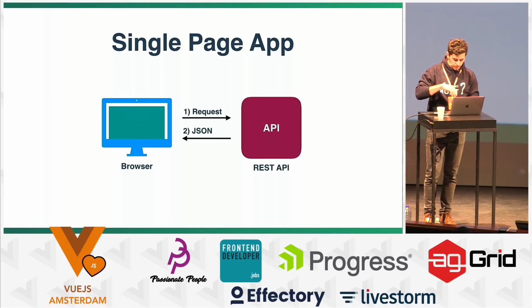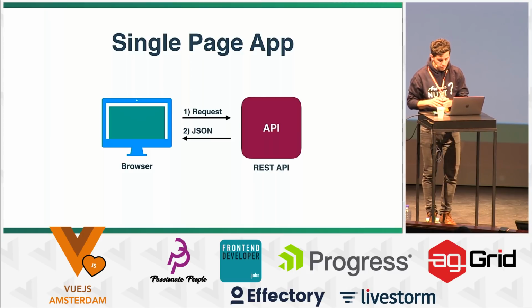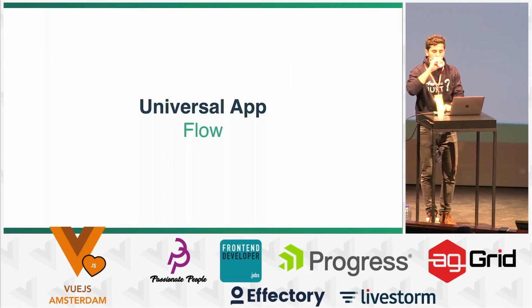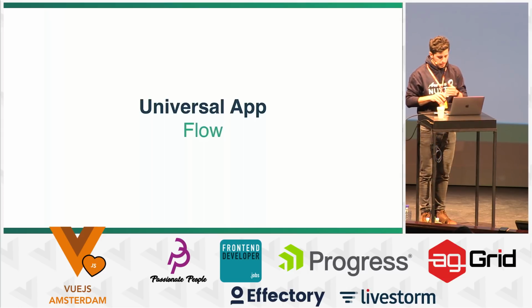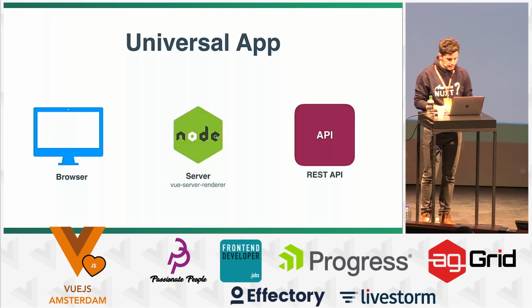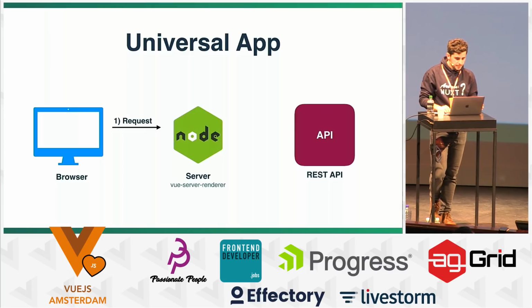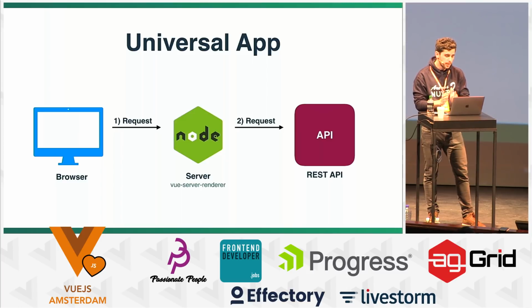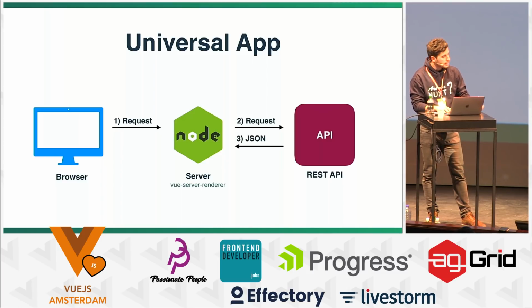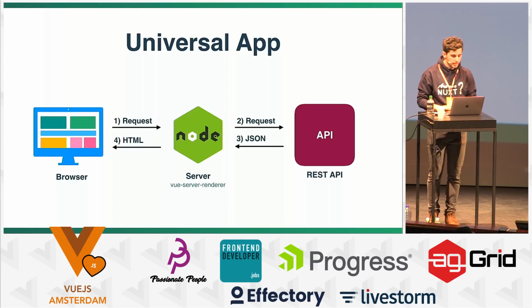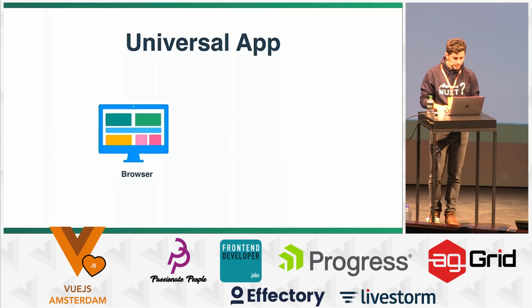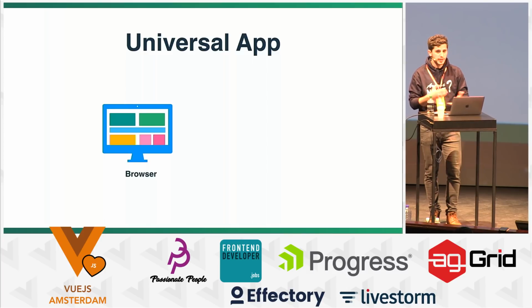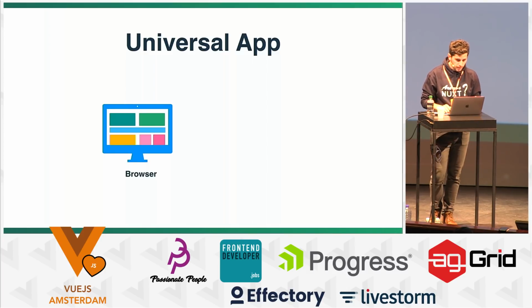But let's try to do both server-side rendering and single-page application. We call it a Universal App. And it's like this. We make a request. We call our Node.js server. This Node.js server has a Vue app or a React app, for example. And like with the SPA mode, it makes the request to your API, gets back some JSON, and then sends back the HTML. When the HTML is loaded, the user already has the content, so they can already read your article, whatever you have on your website.